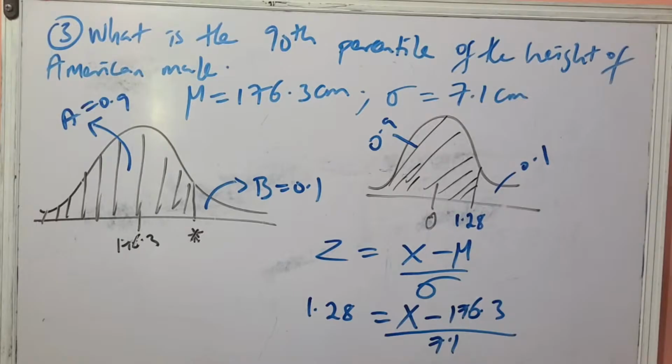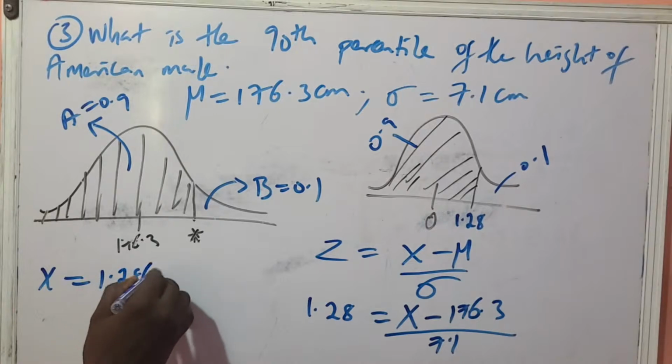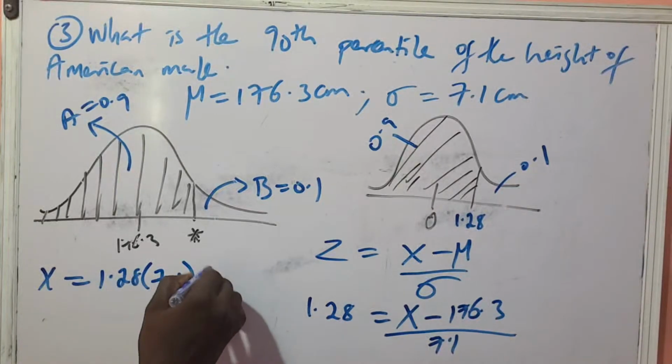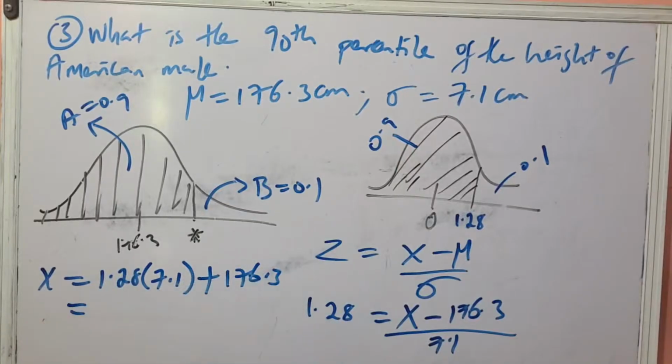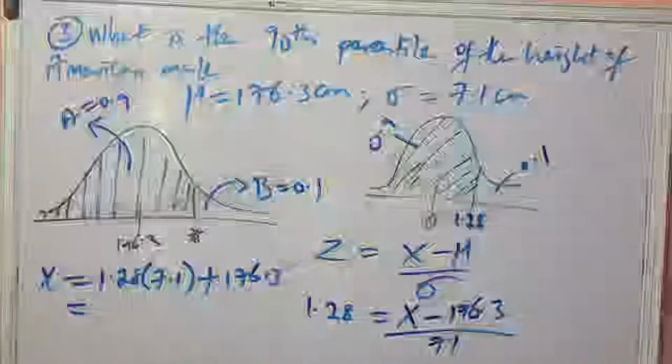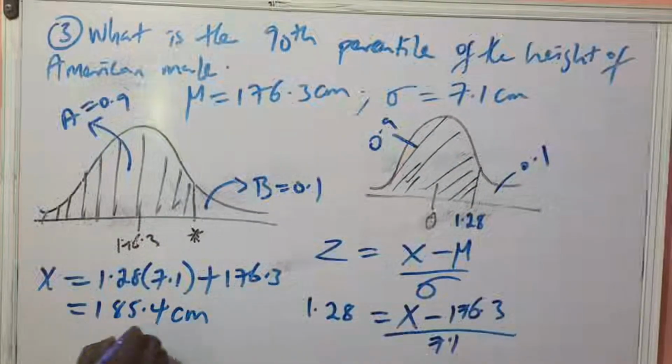So in this case, you go on to cross multiply. That will be x equals 1.28 multiplied by 7.1 plus 176.3. I'm sure you guys understand what I'm doing here. It's just the whole idea around cross multiplication, and that gives 185.4 centimeters.